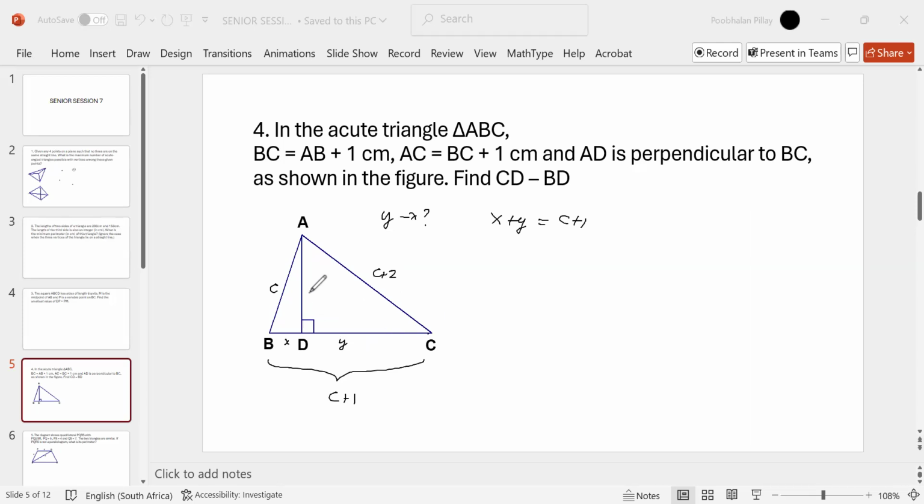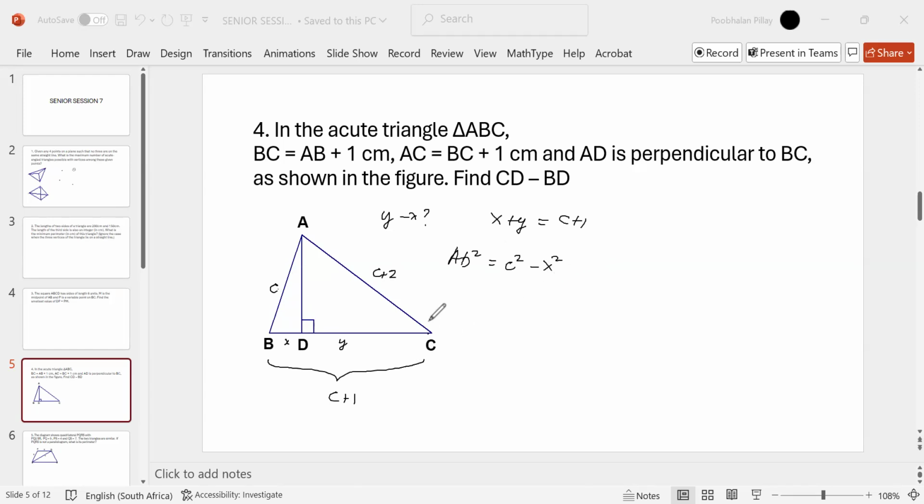Now, one of the things I can notice here is that you have 2 right angle triangles, and in each of these I have 2 sides. I've named them: c and x, and here you have c plus 2 and y. So the third side can be calculated. Let's put AD squared. If I look at the left-hand triangle, that's equal to c squared minus x squared.